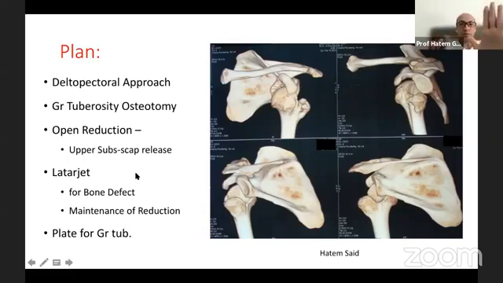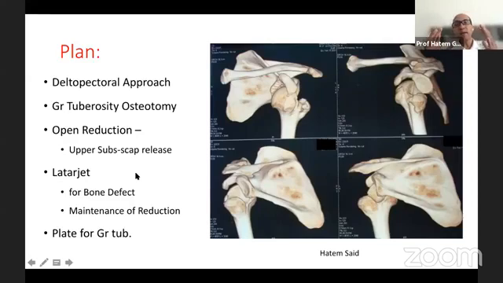push the humeral head backwards. As soon as you reduce the joint, it reduces, but automatically, because of the shrinkage of the tissues, be it posterior, inferior and anterior, it always jumps back out of place with minimal movement. So you need something to be continuously pushing it back into place, and that is the function of the lateral J. You're pushing on the subscap, the lower subscap, to keep it back into place. And then we need to fix the greater tuberosity back with a plate.